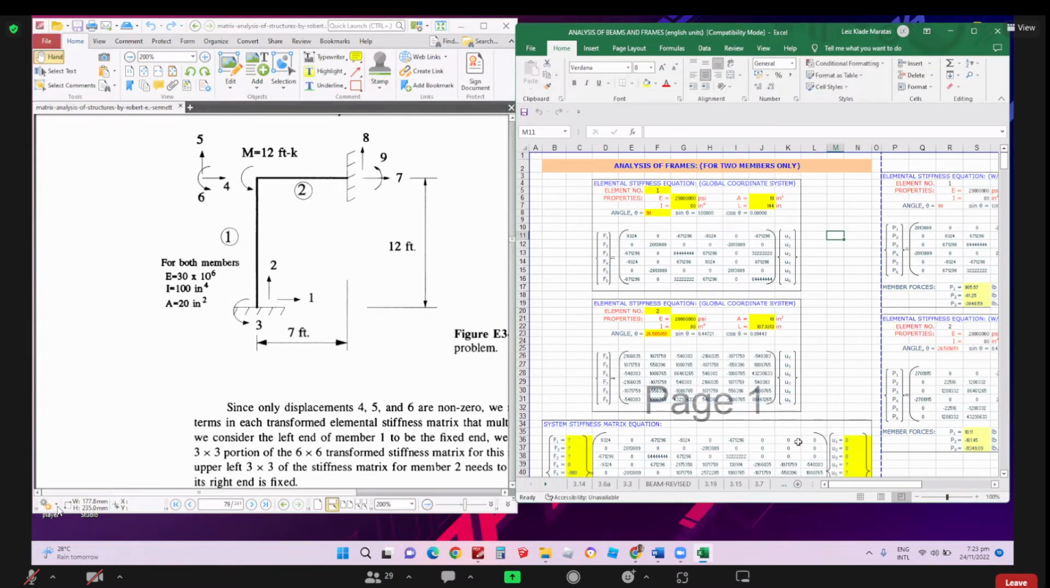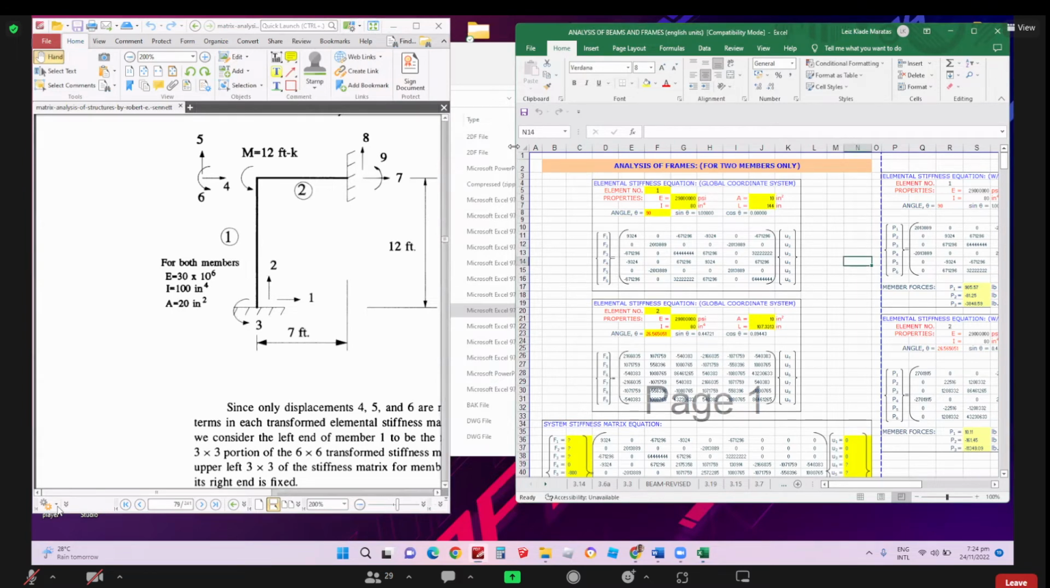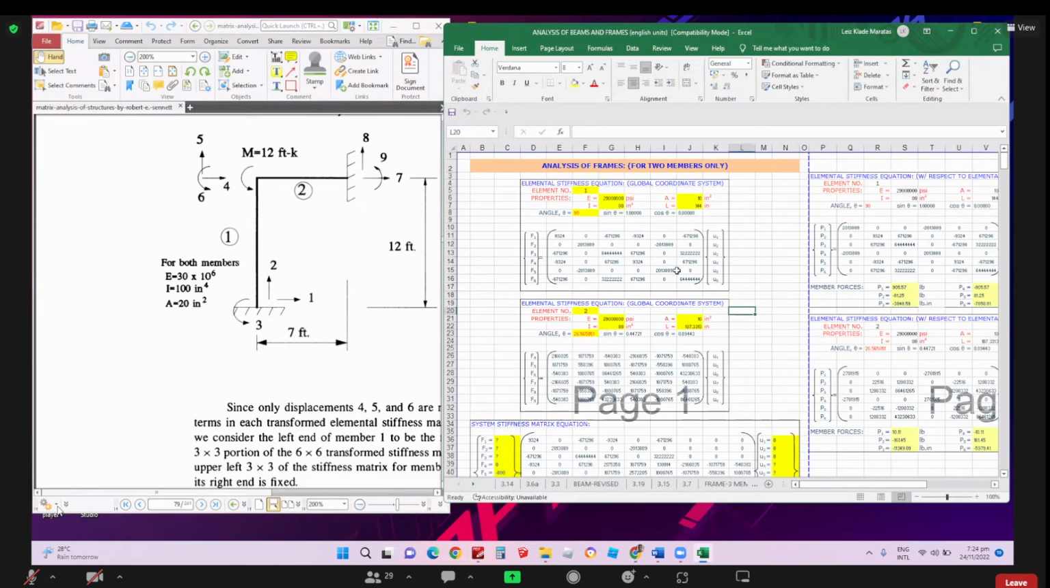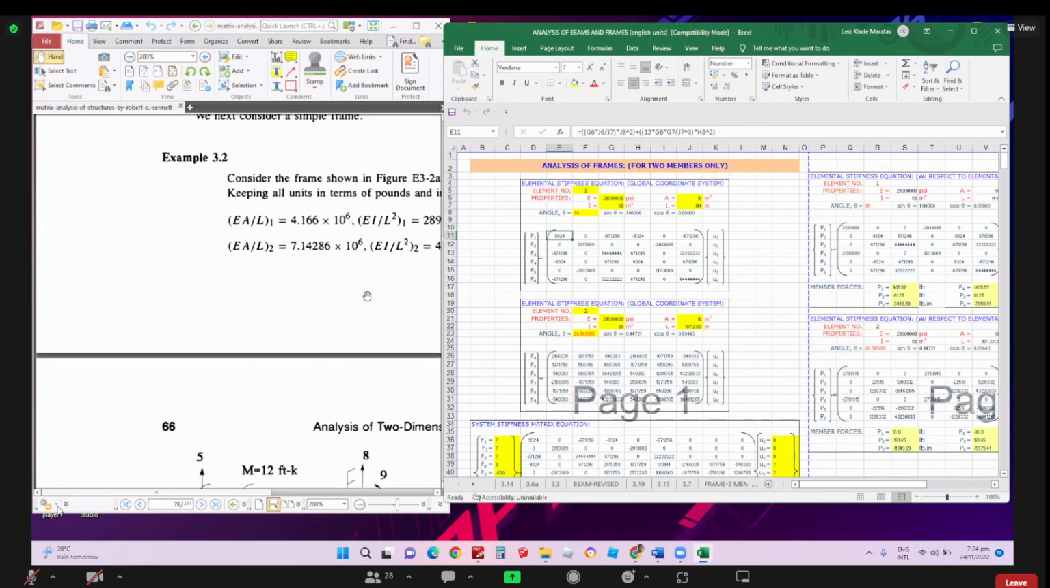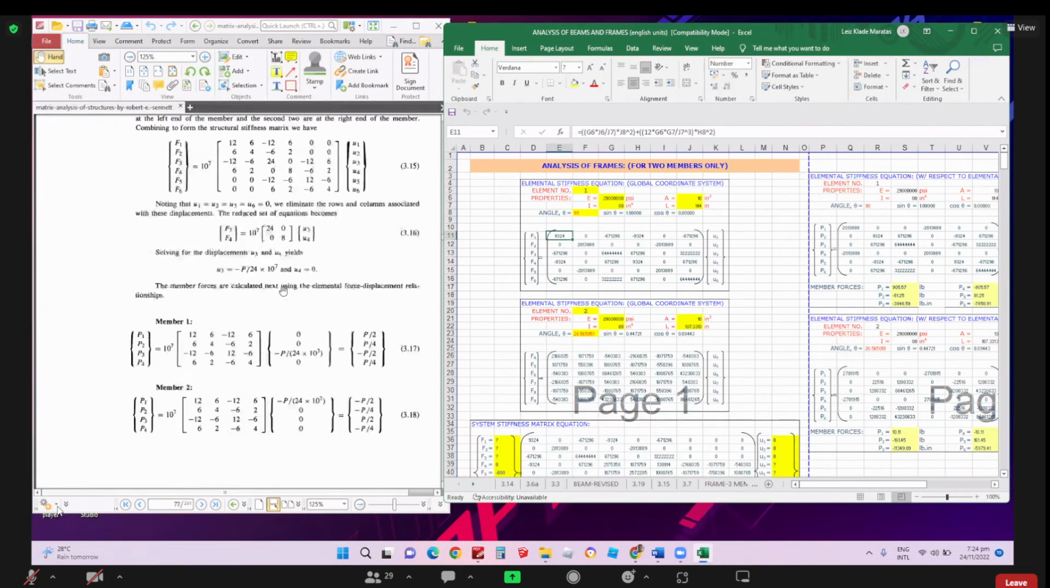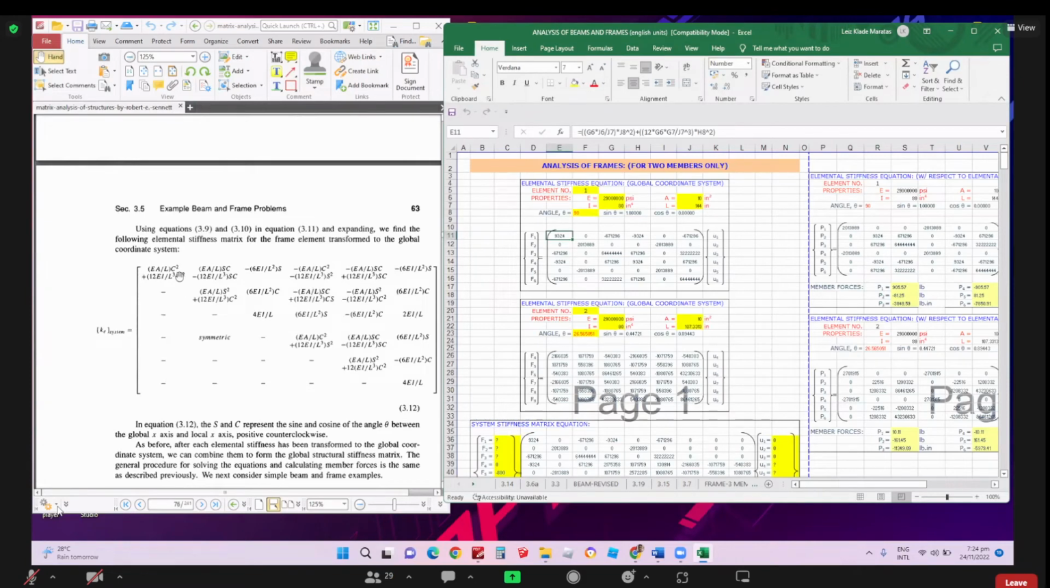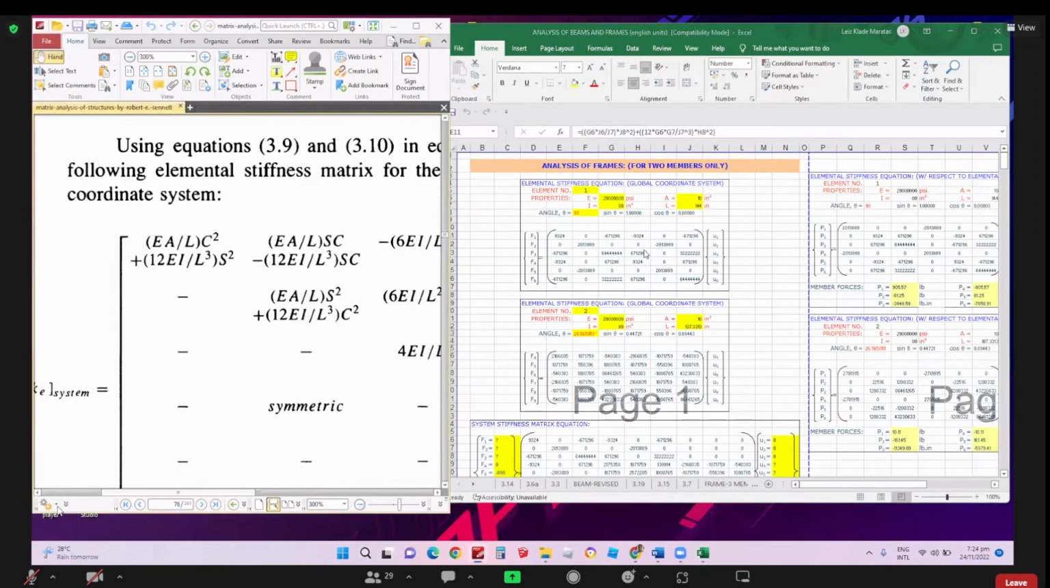So, the one on my right is the program in Excel. For frames, for example, here is my elemental stiffness matrix in terms of the global coordinate. This is like my input. So, I go back here and look at this.